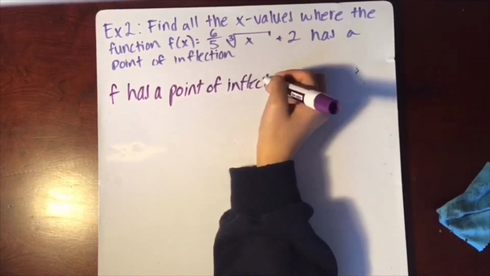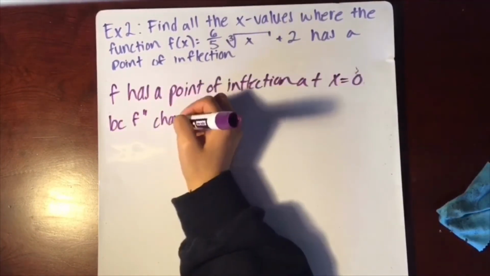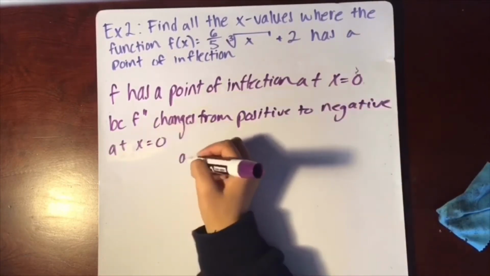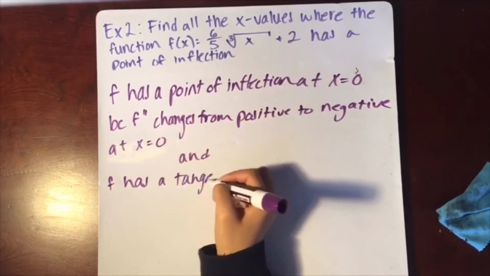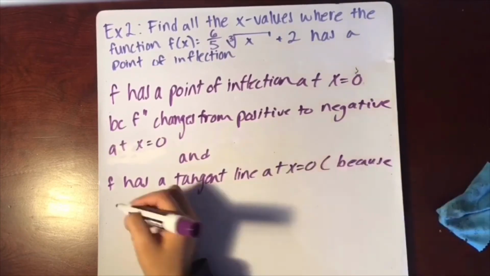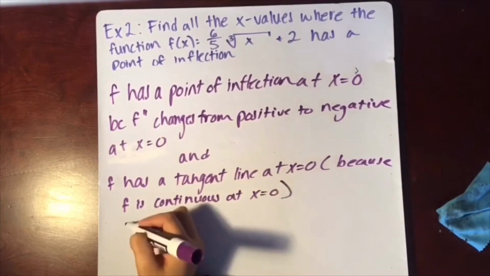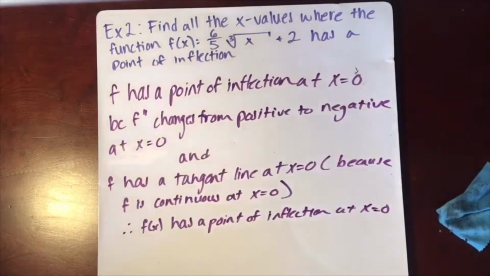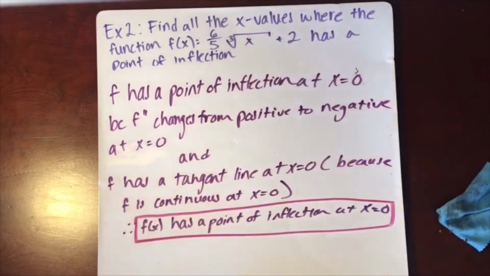f has a point of inflection at x equals 0 because f double prime of x changes from positive to negative, and f has a tangent line at x equals 0 because f of x is continuous for all x. Thus, the function f of x is equal to 6 over 5 cube root x plus 2 has a point of inflection at x equals 0.